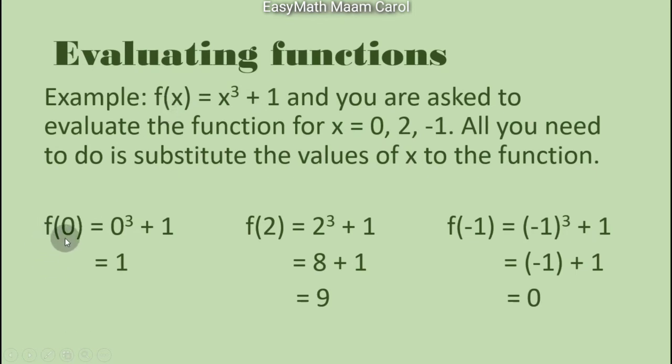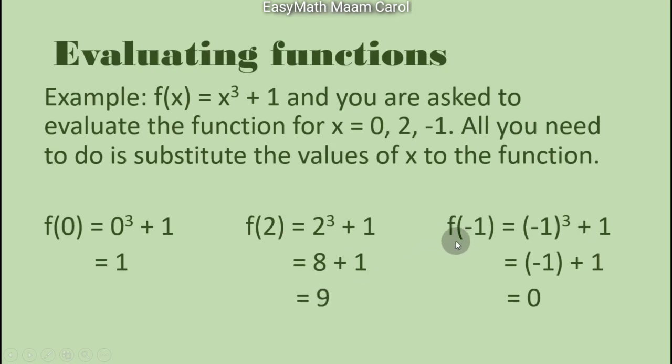So the f of 0, so ito yung original natin, di ba? Pag f of 0, papalitan mo lang ito ng 0. So you have 0 cubed plus 1. So 0 cubed is 0 times 0 times 0. It's always equal to 0. So 0 plus 1 is equal to 1. Pag naman f of 2, ang gagawin mo, yung x dito, papalitan mo ng 2. So you have 2 cubed plus 1. 2 cubed is 2 times 2 times 2. That's equal to 8. So 8 plus 1 is equal to 9.